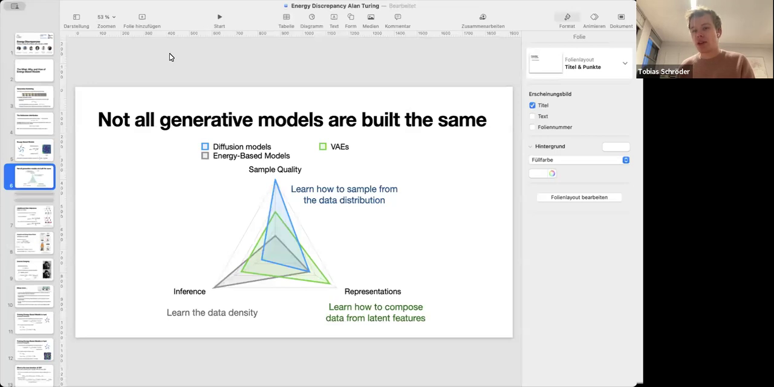But if you're interested in learning some underlying features in your data set, like some representations, then a variational autoencoder is more suitable. And we are interested in inference downstream tasks. So we want to infer something about our data from the generating process. And in that case, the density information is very useful, which motivates why energy-based models or normalizing flows are interesting. And energy-based models are more flexible in the architecture than these normalizing flows, if you're familiar with them.